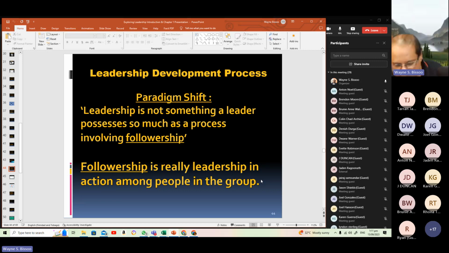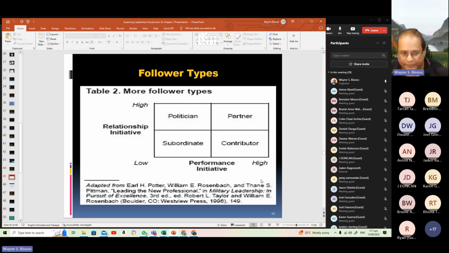Think about this from that perspective. You cannot lead if there's nobody to follow. You could call yourself a leader, but if you have no followers, nothing happening. All right? So what kind of followers are we talking about? Now, this comes from the textbook, and it talks about the 4 types of leaders.